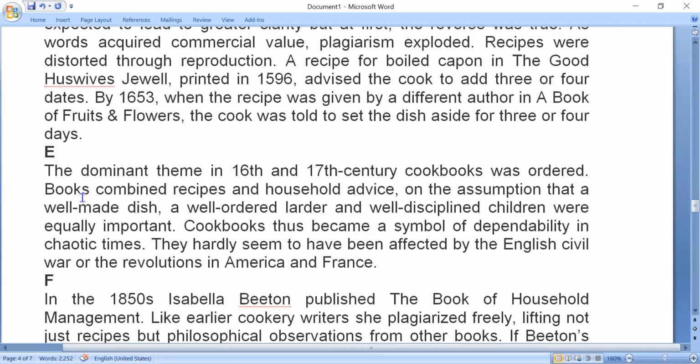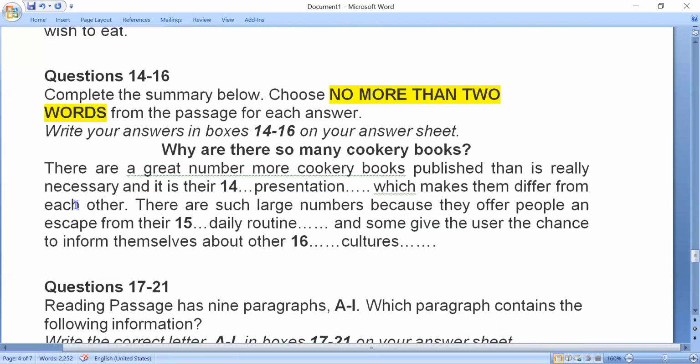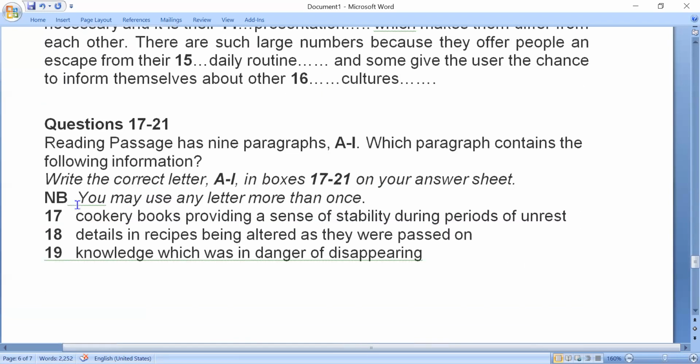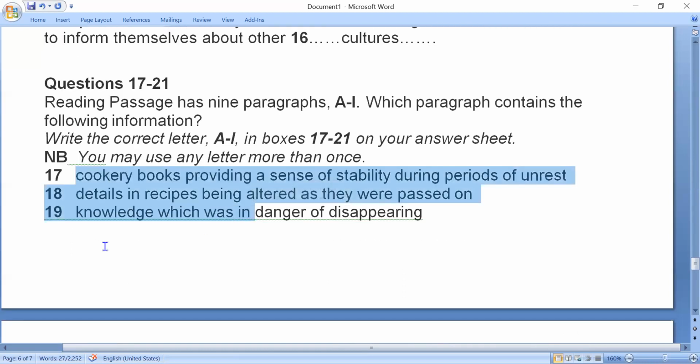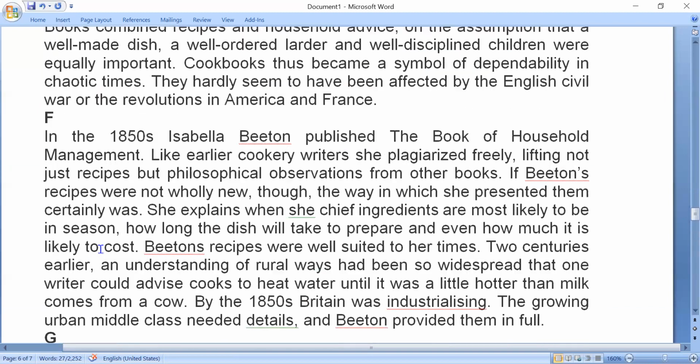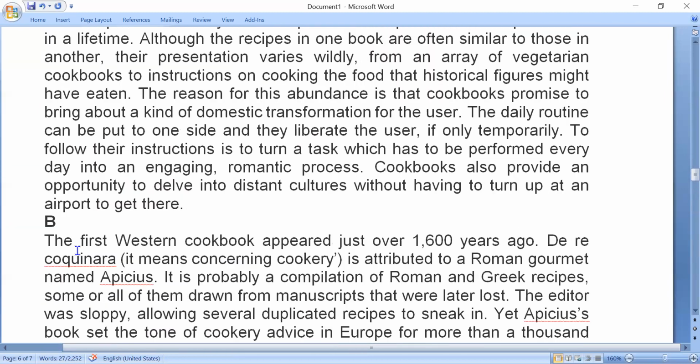So I think there is no relevant topic here. Sorry, we don't have any relevant topics here. So we have to go for the next passage.